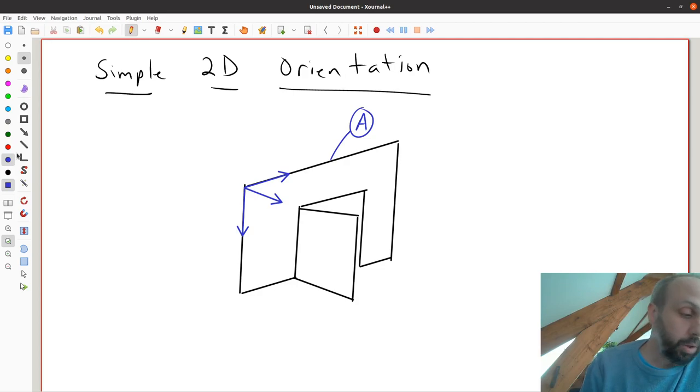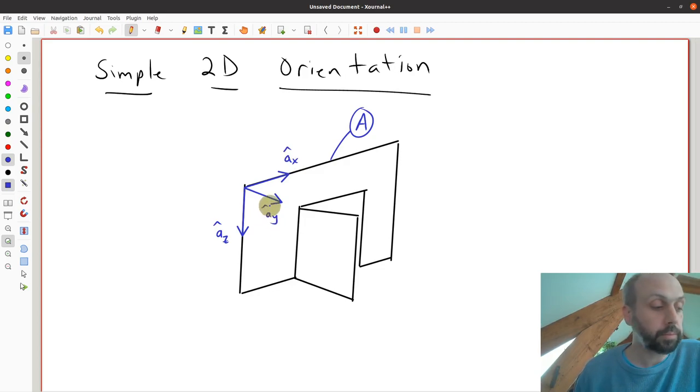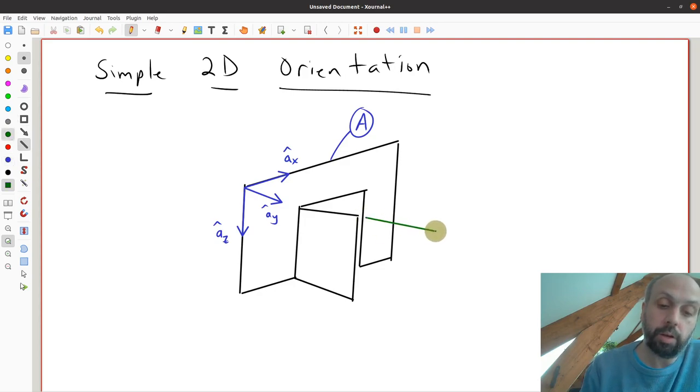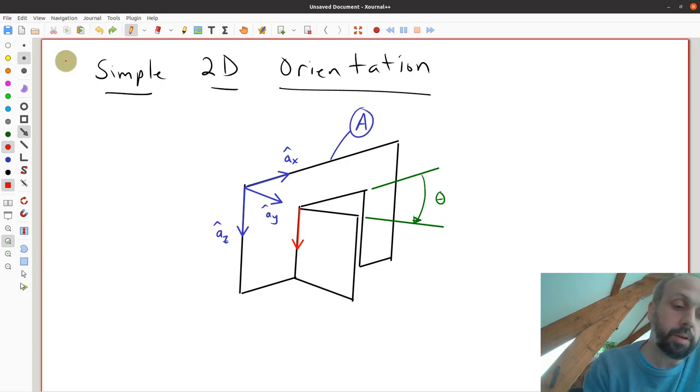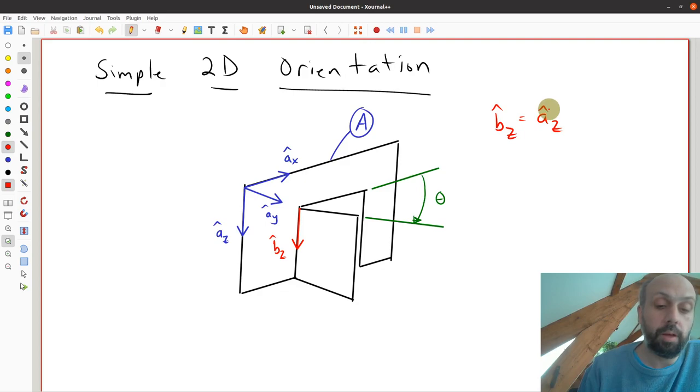And we'll have a Z, a X, and a Y unit vectors there. Now this door opens with some angle. I'll put it in green. I'm going to call this angle here theta. All right. I can also attach a reference frame to the door. I'm going to make the BZ vector equal to the AZ vector, parallel to the hinge of the door.